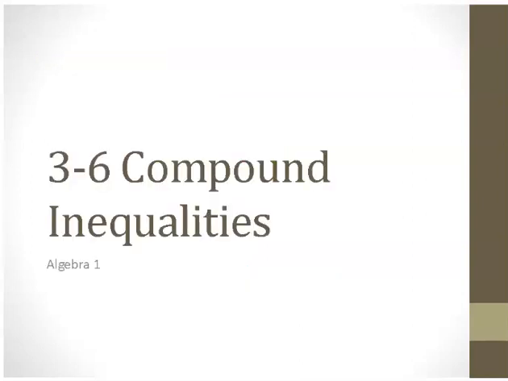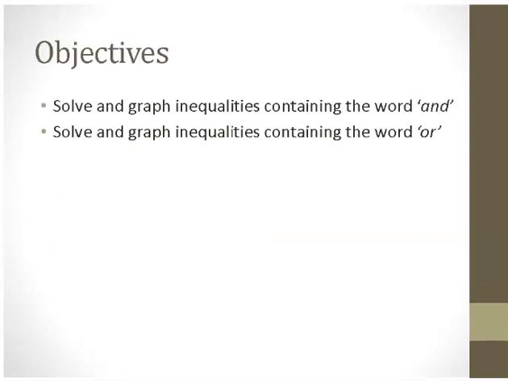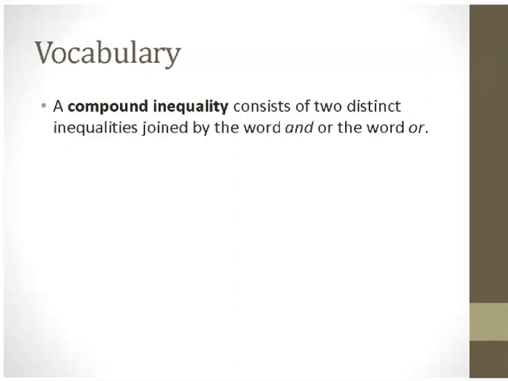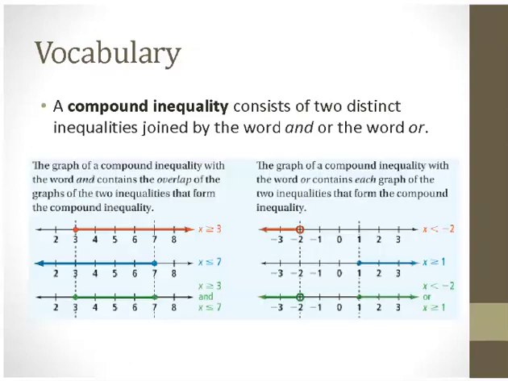So for the lesson today, we're going to deal with what are called compound inequalities. These inequalities involve words like and or or. I'll explain that as we go through this lesson. It's a little bit different and involves kind of solving 2 inequalities at one time. So let's look at a vocabulary word, which is compound inequality, which means it consists of 2 distinct inequalities, and they're joined by the word and or the word or. Okay? So just as an example here.